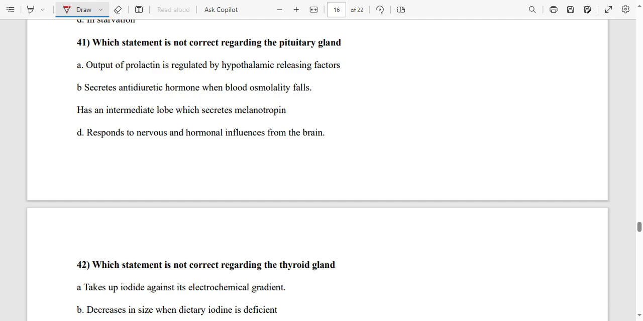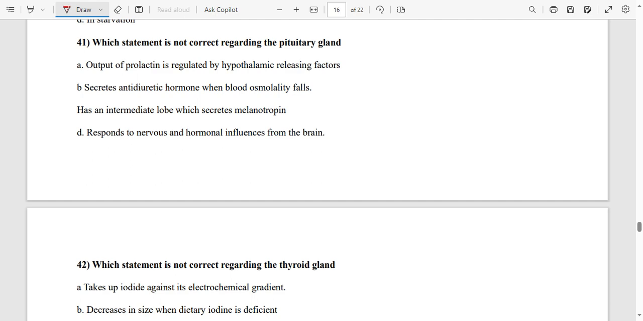Okay. Which statement is not correct regarding the pituitary gland? A, output of prolactin is regulated by hypothalamic releasing factors. For you to release prolactin, you need what is coming from the hypothalamus, so you expect that statement to be true. B, secretes antidiuretic hormone when blood osmolarity falls. Now, ADH is not secreted from the anterior pituitary gland, right? So that statement is not true.